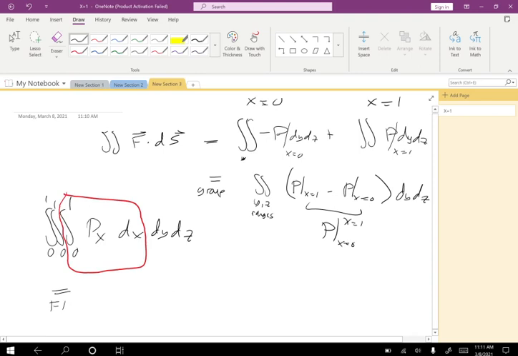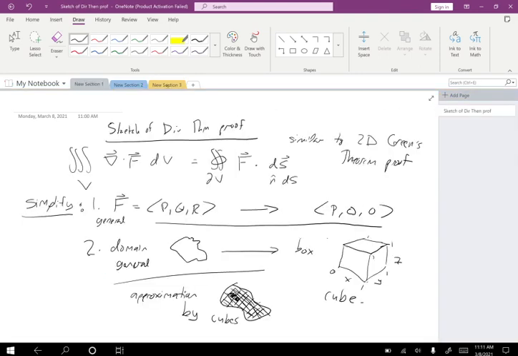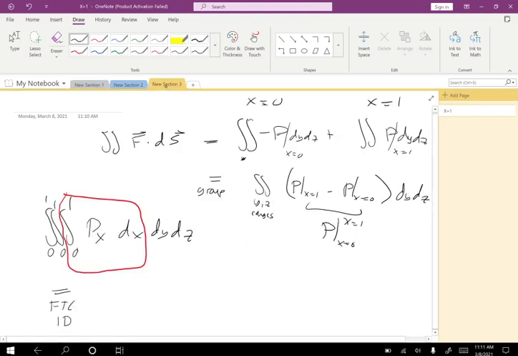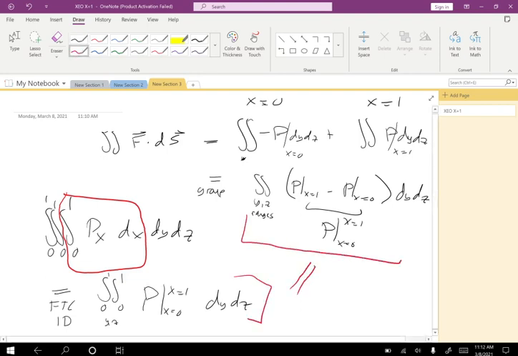By the fundamental theorem of calculus in 1D, remember, you should always think of divergence as a 3D fundamental theorem. It turns out it's linked to the 1D in this way. It's just the integral over the y and z ranges of P evaluated from x equals 0 to x equals 1, dy dz. That is exactly what we have here. And so you see where this is coming from.